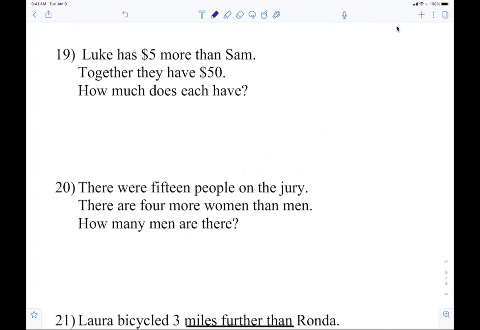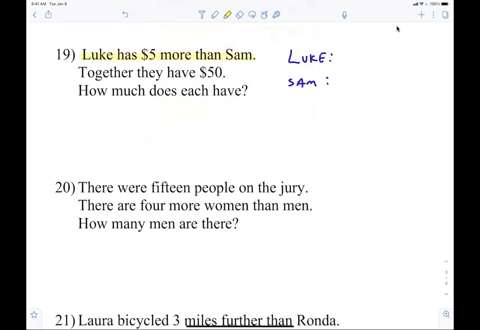Now, what I want everybody to do is we're going to learn how I want you to set these things up. In the future, it'll be a little bit easier, but right now we have two people involved. We have Luke and we have Sam. We are not allowed to use two variables. So I want everybody to write Luke and Sam. Now, Luke has 5 more than Sam.